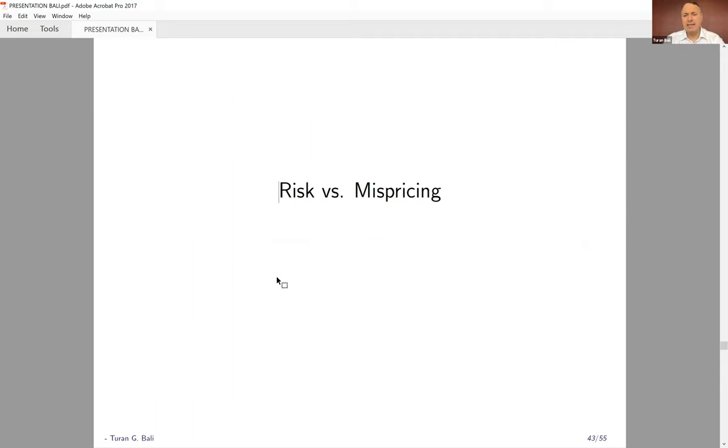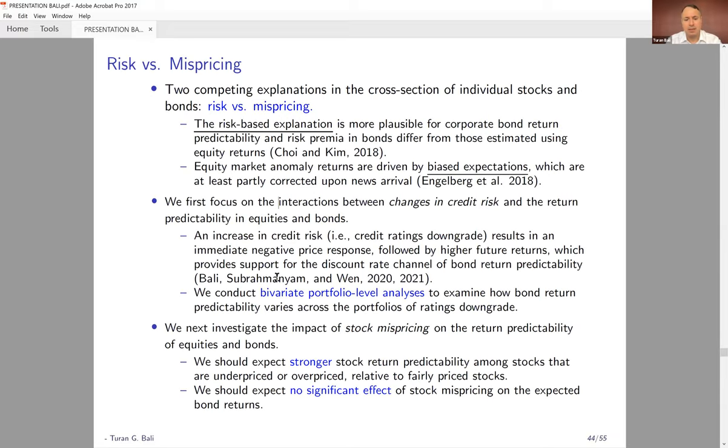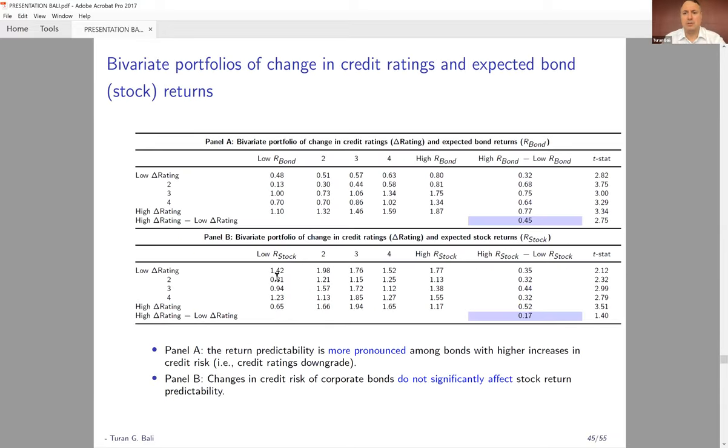So the final set of analysis is based on testing two competing hypotheses. Is it risk or mispricing? All right, so let me get to the main test. The first set of tests is based on testing the risk hypothesis. So these are double sorts now. The first panel is bivariate, or I should say independent double sorts.